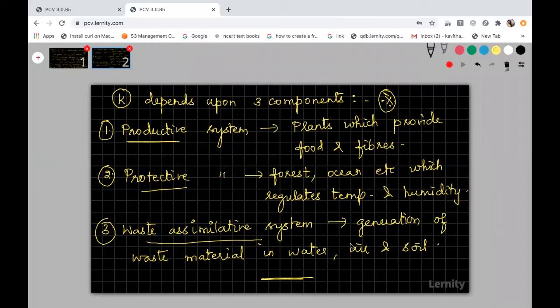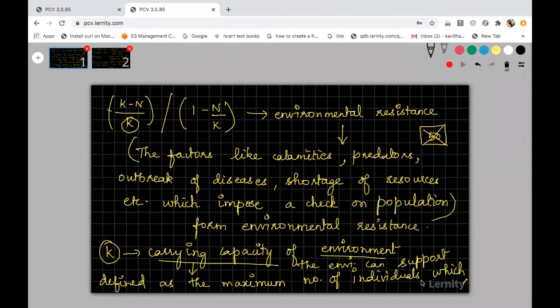By using this equation, we came to know about the carrying capacity of the environment, and the other one is the environmental resistance. Carrying capacity of the environment is the maximum number of individuals which the environment can support, and the other one, environmental resistance, is usually the natural factors. All these factors will impose a check on the population, which forms the environmental resistance.